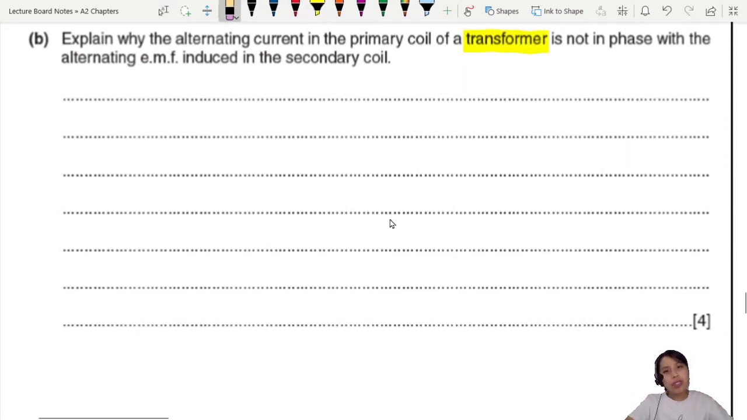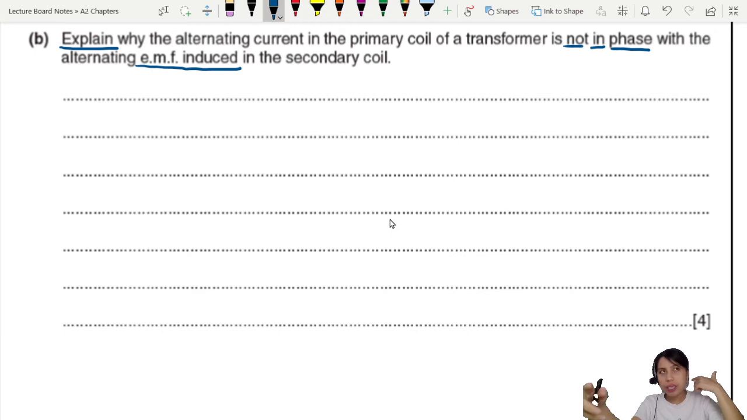Oh, but they're asking an interesting question. Explain, give reasons, why the AC in a transformer is not in phase with the EMF in the secondary coil. If you remember the graph we drew in the theory video in the previous video, then you will know why. But in case you don't remember, here's the reason why.